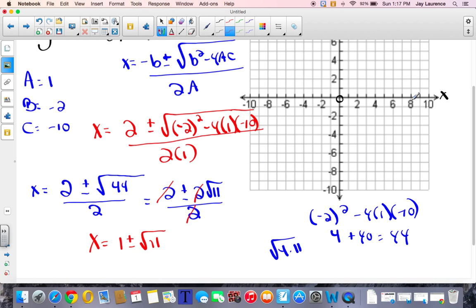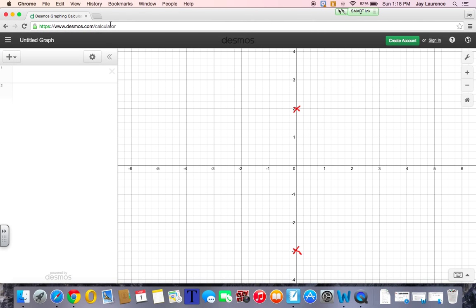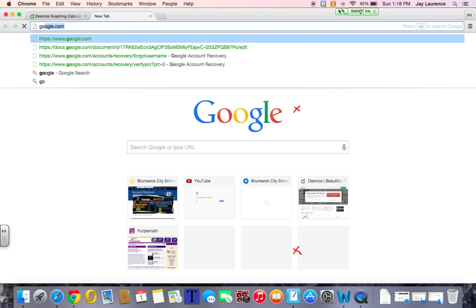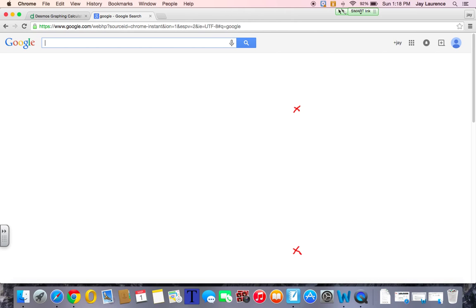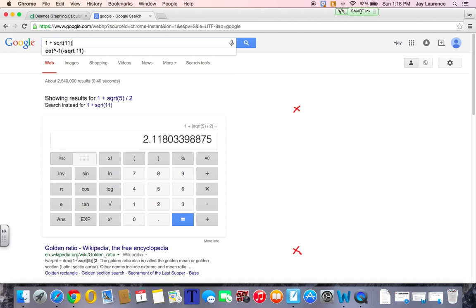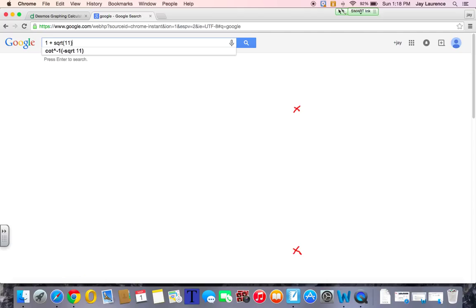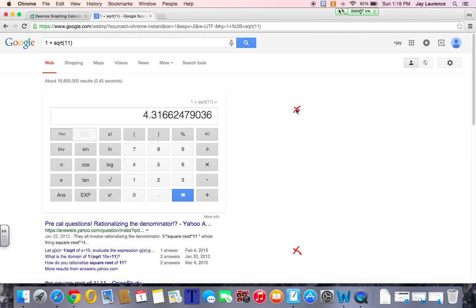And that's where you can go to your calculator. I don't seem to happen to have mine handy. Let me make sure I'm in a different mode here. Let's see. Google. So what do I got here? I got 1 plus the square root of 11. And it looks like it's about 2 and 12 hundredths. I'm not sure where it went. Oh no, it's not.